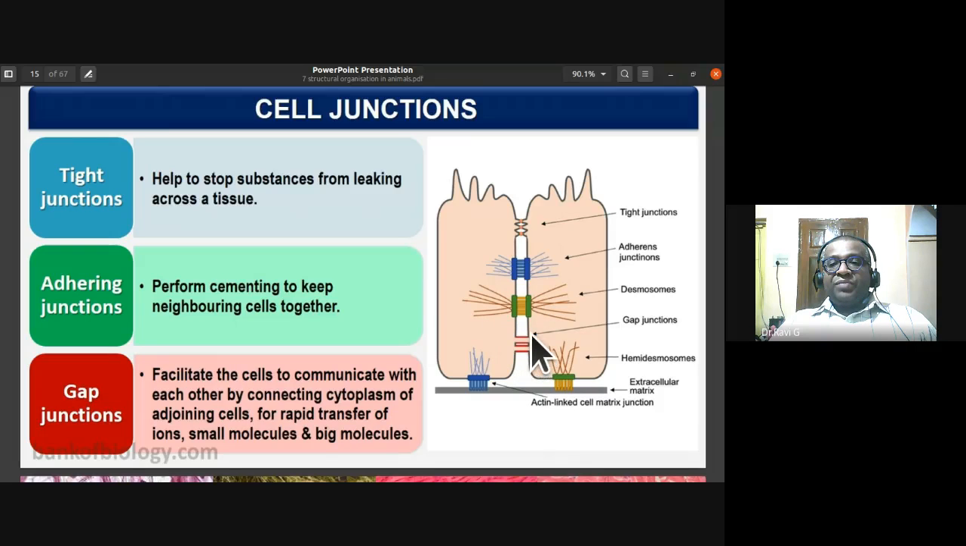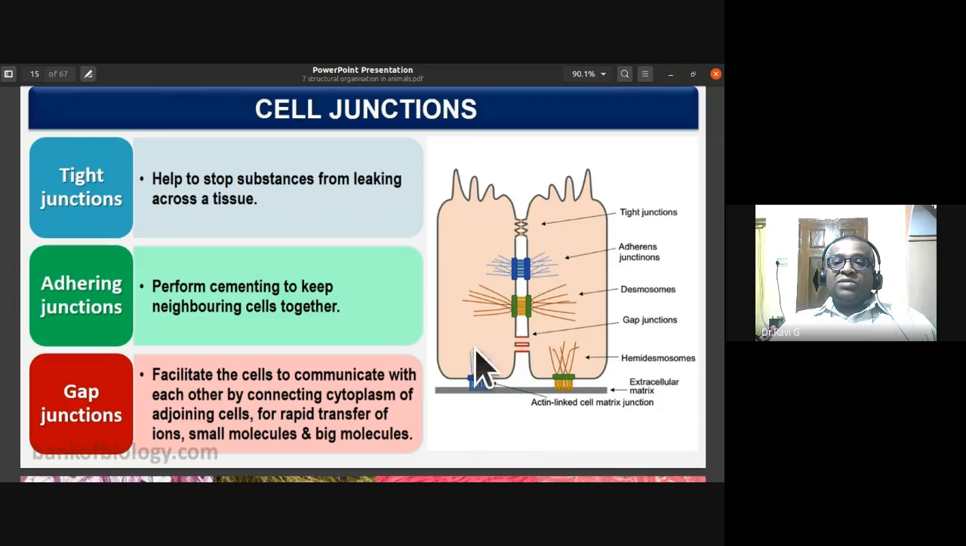Then you have the gap junctions. You can notice the gaps, isn't it? They facilitate the cells to communicate with each other by connecting the cytoplasm of the neighboring cells for rapid transfer of ions, small molecules, and big molecules. This cytoplasmic connection is through the gap junctions, similar to plasmodesmatal connections.